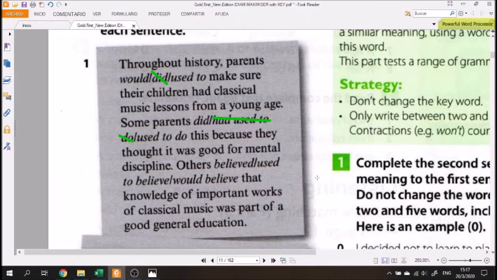Others believed, used to believe, or would believe. Okay, would believe is the incorrect one. Remember, believe is a static verb. It's not an action. Others believed or used to believe that knowledge of important works of classical music was part of a good general education. Any questions about this? I am going to allow some seconds so you can ask in the chat.